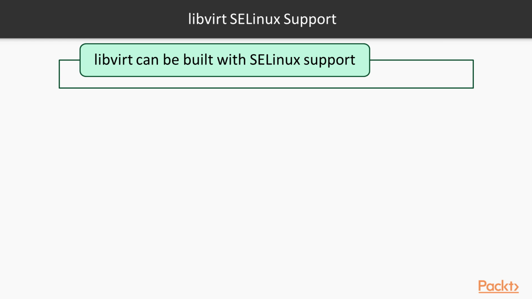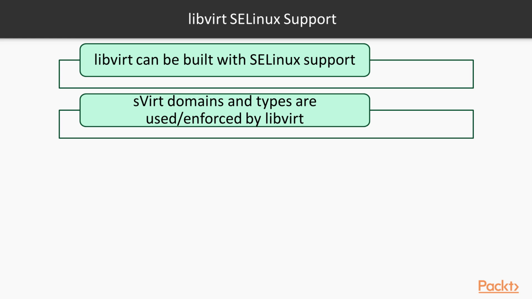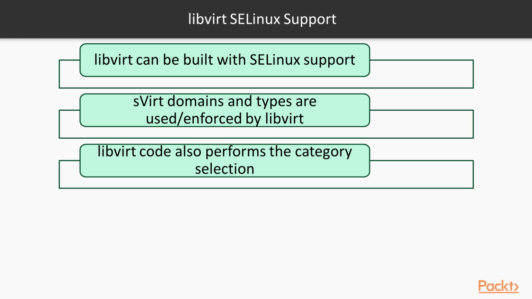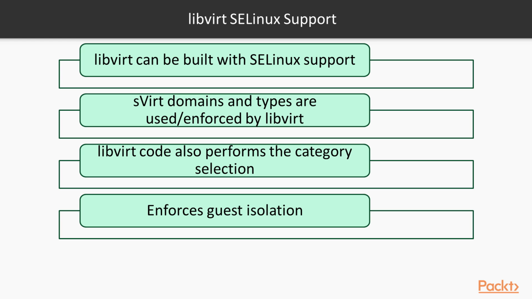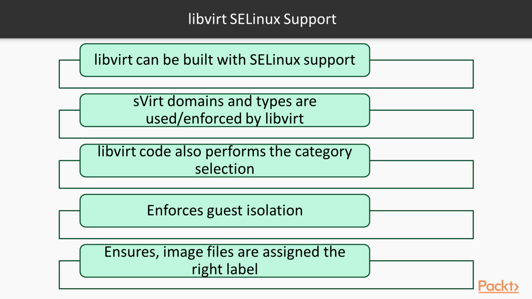To use the sVirt approach, Libvirt can be built with SELinux support. When this is the case, and the guests are marked as being governed through SELinux, then the sVirt domains and types are used or enforced by Libvirt. The Libvirt code will also perform the category selection to enforce guest isolation, and will ensure that the image files are assigned the right label.